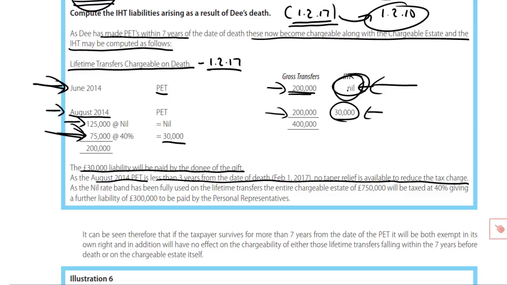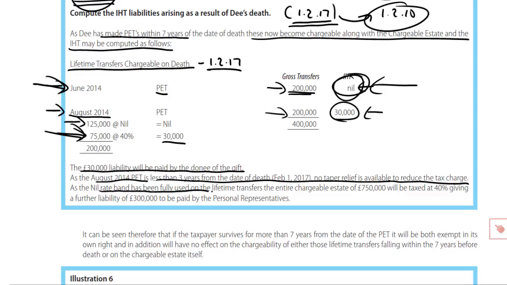Taper relief is a tax credit relief. It reduces the tax charge. It does not reduce what is chargeable to tax. It reduces the tax charge itself. There is only a tax charge on the August 14 transfer. Sadly, taper relief won't be available because, as we said, the donor didn't survive for the required 3 years.